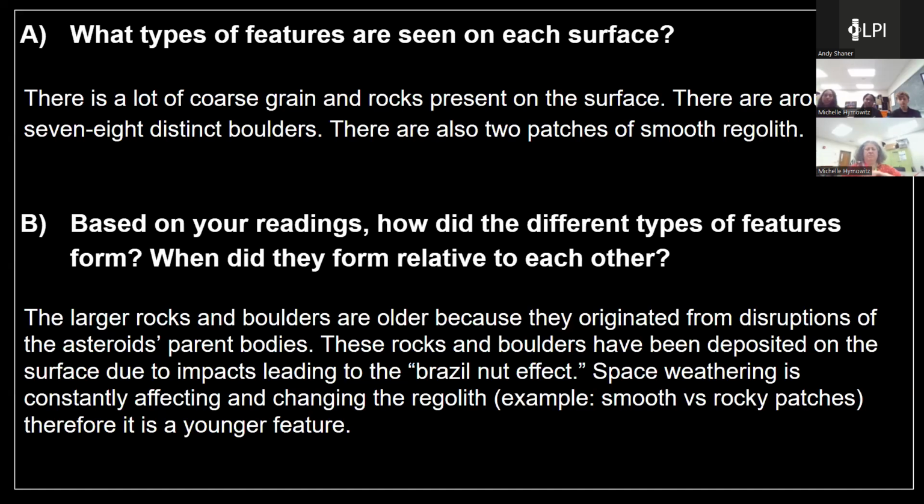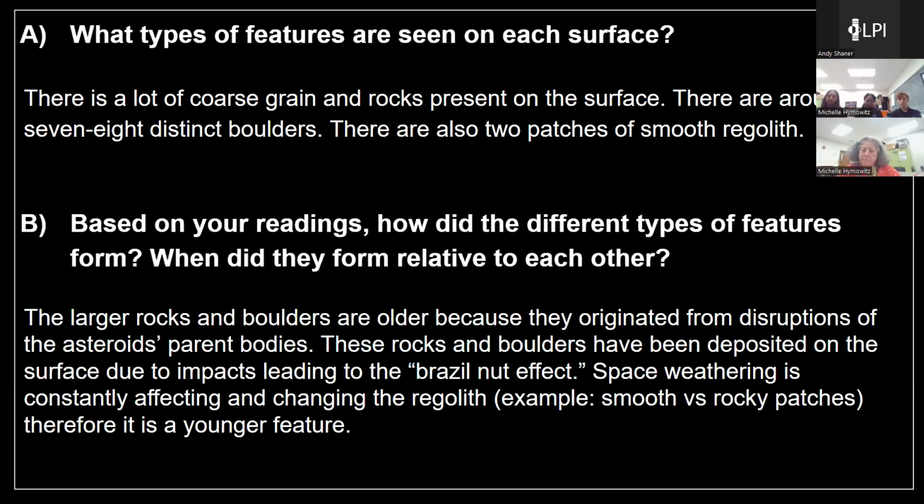So like I said, there were around 7 to 8 distinct boulders, and it was covered mainly with rock and coarse grain, with two smooth patches of regolith. I said that the larger rocks and boulders were likely older because they originated from disruptions of the asteroid's parent bodies. So I thought that the rocks and boulders were deposited on the surface from the Brazil nut effect, which is when impacts bring larger features from underneath up to the surface.